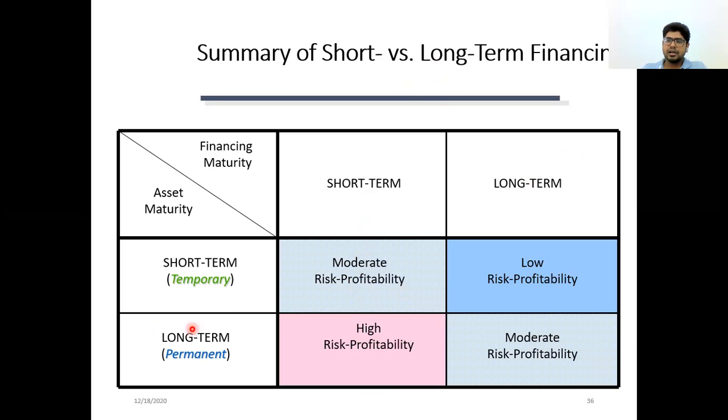And here, the short-term temporary fluctuation of working capital is funded by long-term financing. So which policy does this portion fall under? Any answers? It's a conservative policy. It's a conservative policy.